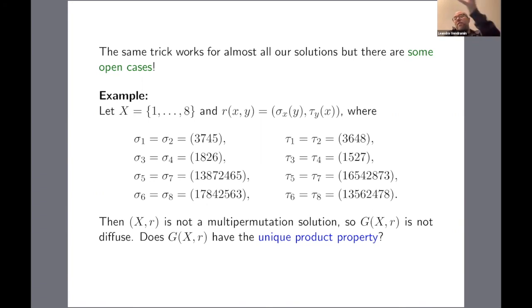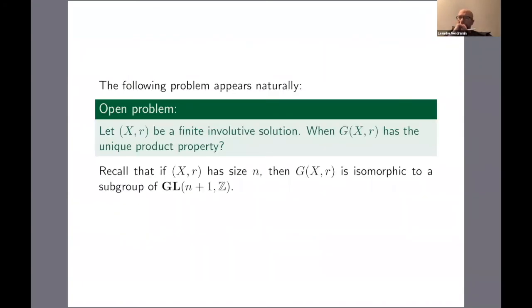I have a group, I have a bunch of matrices, and I would like to check whether this group has the unique product property or not. Okay, so this is the problem, right? The very natural problem. If I have an infinite involutive non-degenerate solution, when does the structure group have the unique product property? And recall that I have this faithful linear representation. I can just replace my group by a group of integer matrices, which of course is quite good for calculations.